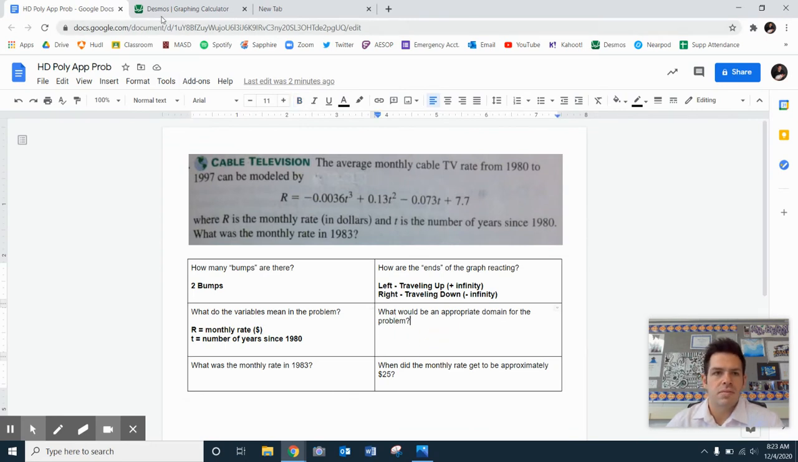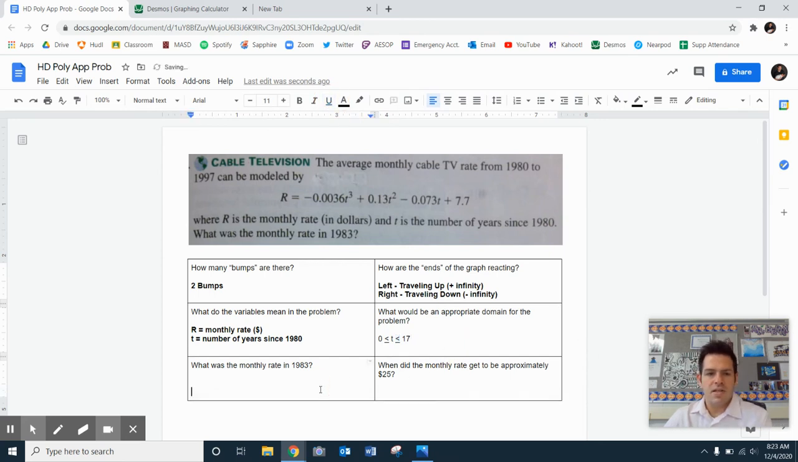So let's see how it types up here, if it works. Oh, it doesn't work well. So again, we said that for us in this problem, year 0 would be 1980, and 1997 would be year 17. I want to include 1980. I want to include 1997. So I would have that right there for my domain, looking at those years right there.